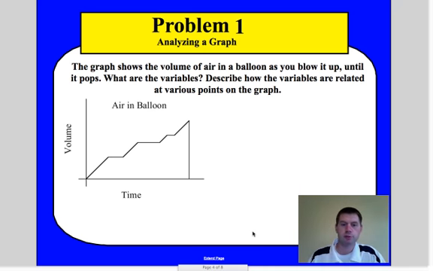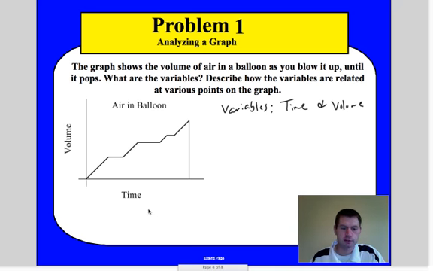Well, what are the variables? So what are the things that change over time, that change throughout the story problem? Well, the variables in this case are going to be, well, first off, the time. Okay, as time changes, the volume changed. So therefore, what changed? Well, the time and volume. Okay, that's what's changing. Now, as we talk about that, describe how the variables relate.